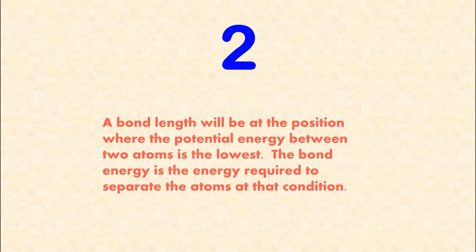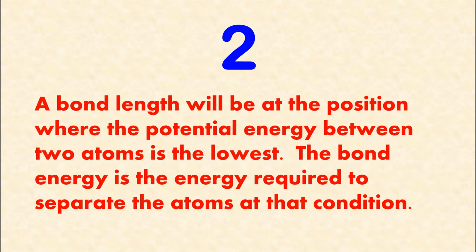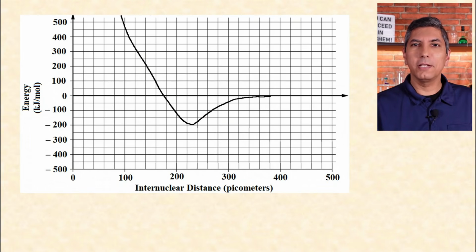Number 2. A bond length will be at the position where the potential energy between 2 atoms is the lowest. The bond energy is the energy required to separate the atoms at that condition. On the AP exam, you'll likely see a graph like this, where the potential energy between 2 atoms as a function of distance is shown.